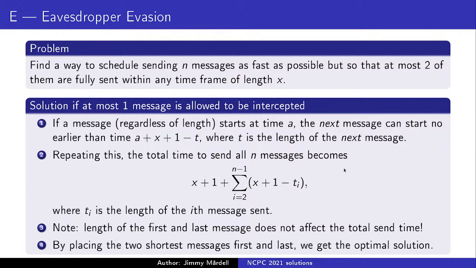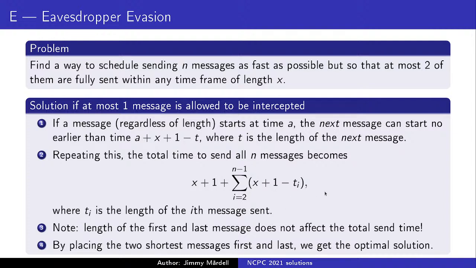So that means that to get an optimal solution, we should simply place the two shortest messages first and last, and then what we do in the middle actually doesn't matter. The order we do things in the middle doesn't matter. As long as we put the two shortest messages first and last, we get an optimal solution. So the answer is simply going to be x plus 1 plus this sum, where we take the n minus 2 longest messages.